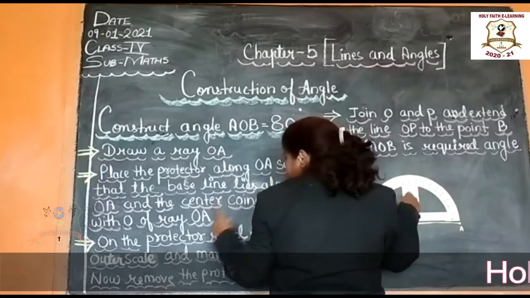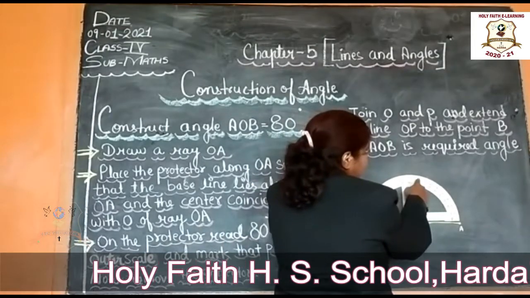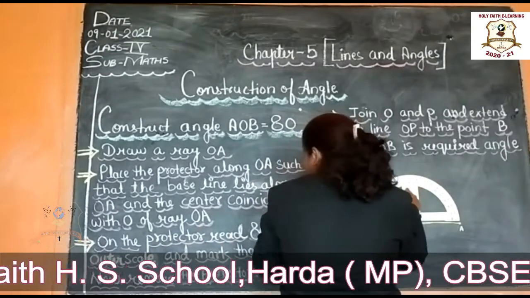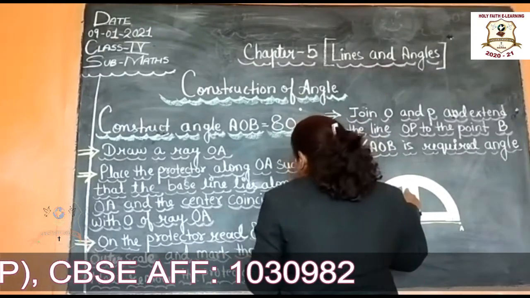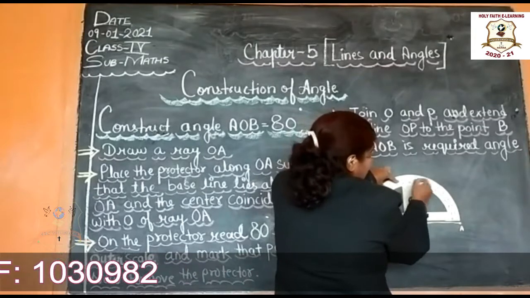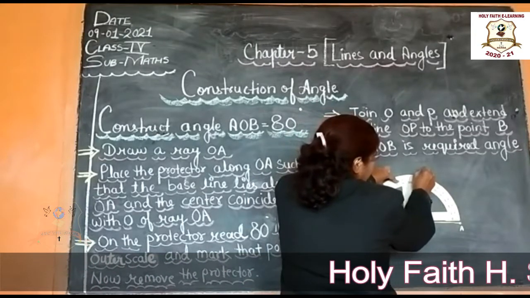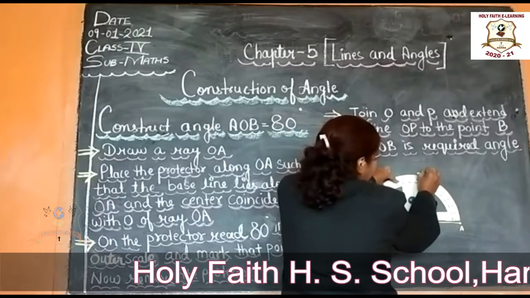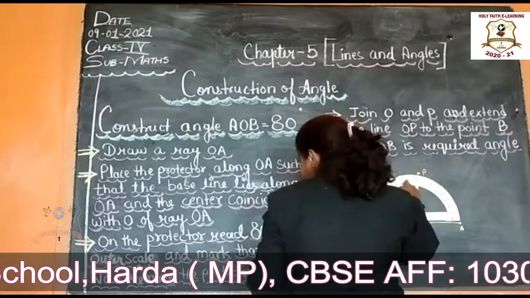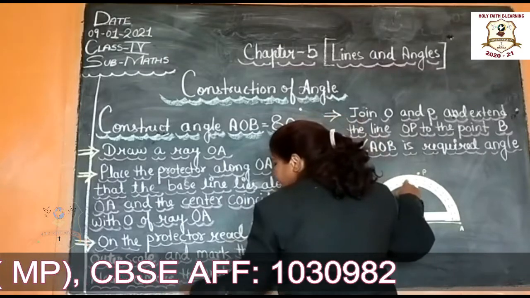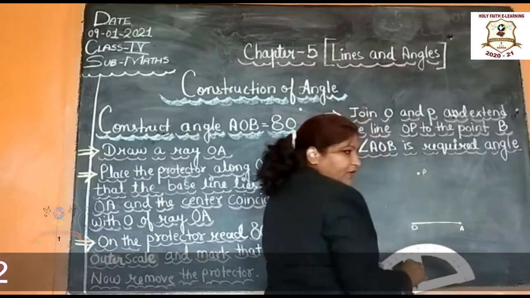So on the protractor read 80 degrees. Here it is 80 degrees in the outer scale, and mark that point as P. So here I will mark one point and give it the name P. Now remove the protractor. हम protractor को remove कर देंगे.